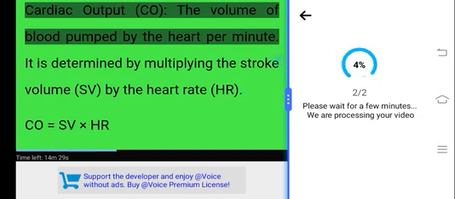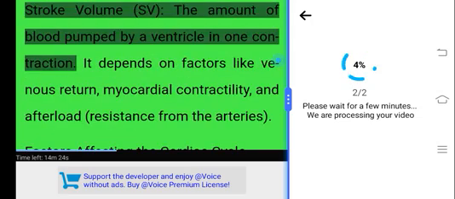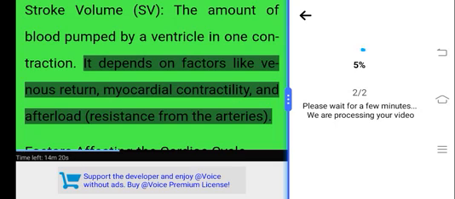Cardiac output and stroke volume. Cardiac output, CO, is the volume of blood pumped by the heart per minute. It is determined by multiplying the stroke volume, SV, by the heart rate, HR. CO equals SV times HR. Stroke volume, SV, is the amount of blood pumped by a ventricle in one contraction. It depends on factors like venous return, myocardial contractility, and afterload resistance from the arteries.